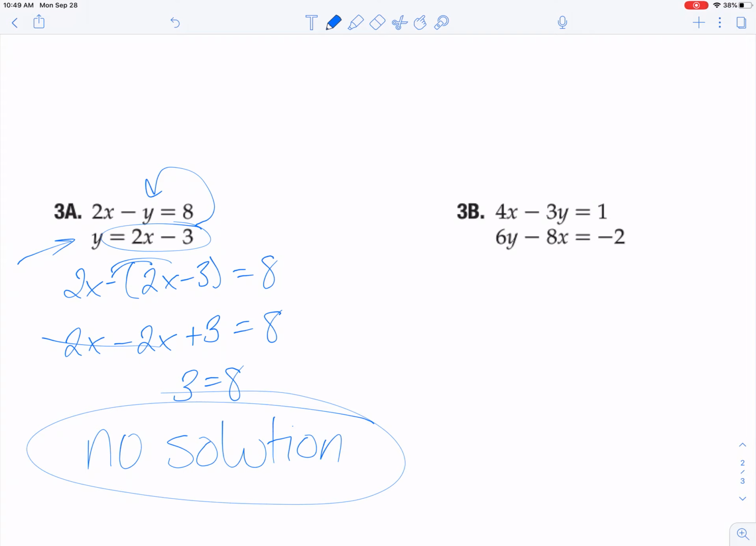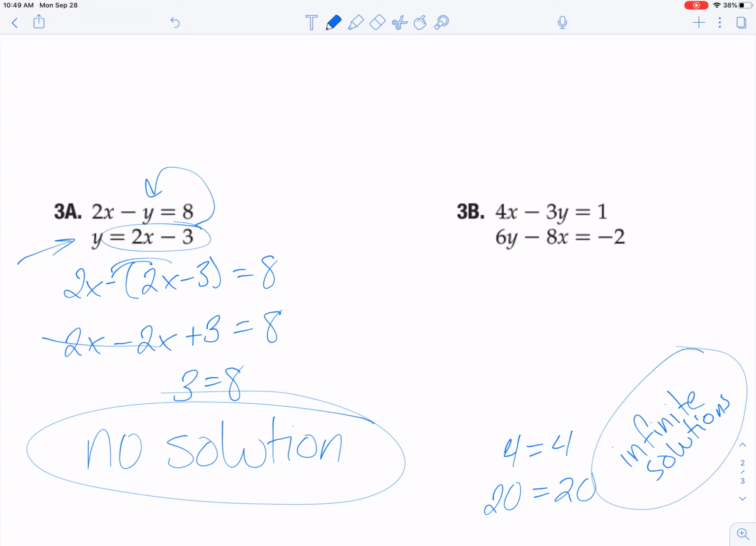Um, 3b, I will maybe let you try that one, but I will tell you, if you get down to where it's like 4 equals 4 or 20 equals 20, right? It equals itself. 20 will always equal 20 and 4 will always equal 4. So in this case, the answer is infinite solutions. We're going to talk in class about the difference between infinite solutions and all reals, but there it is.